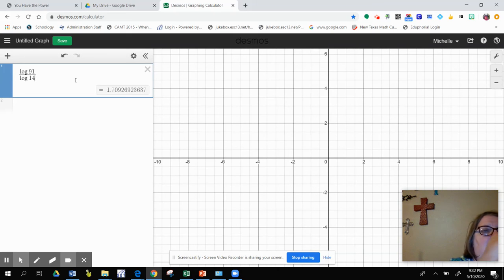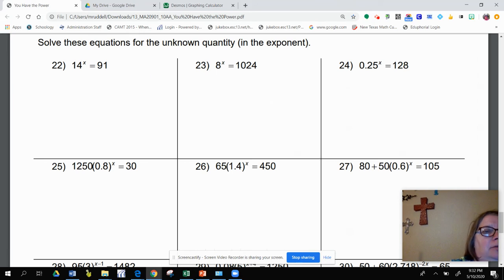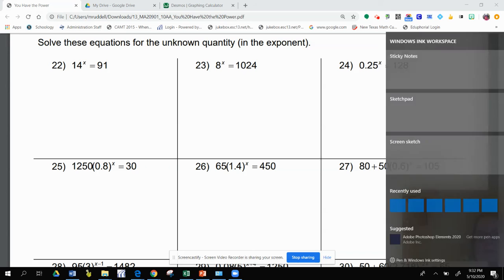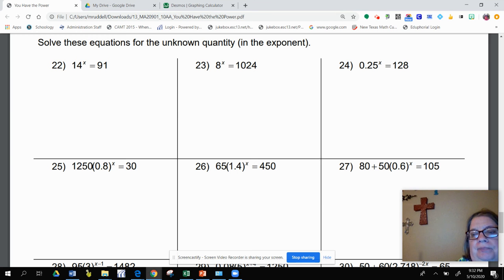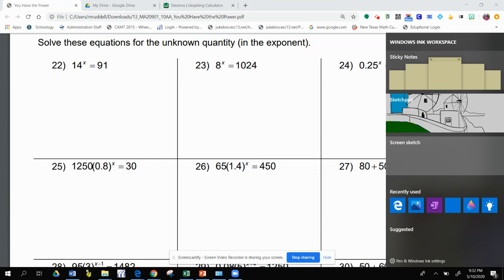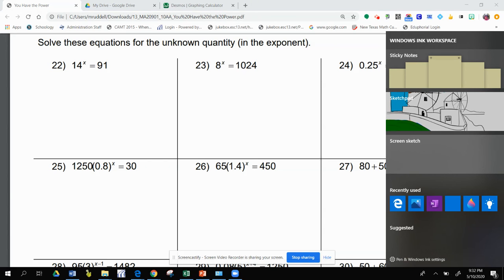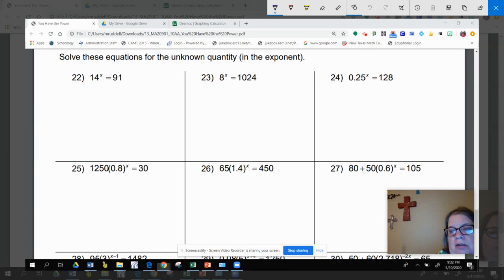Okay, did this one say where to round? It doesn't say what to round to. Okay, this is 1.709. Notice when you write your answer, the log is not there anymore. Okay, this one, the x is going to come to the front.